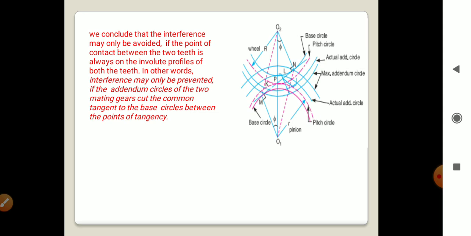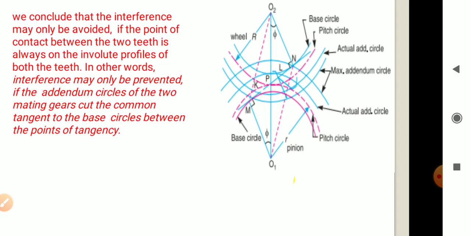The conclusion is that interference may be prevented. We are going to prevent it if the addendum circles of two mating gears cut the common tangent to the base circles between the points of tangency.